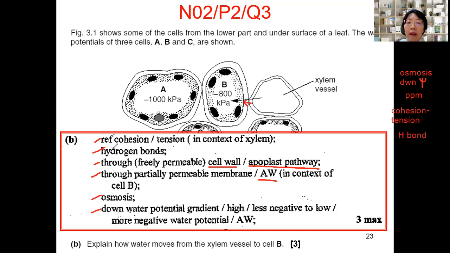So I can see that in the mark scheme, the points are very systematically arranged. Can you see that? It's step by step, you are explaining the process. It must pass through the wall, then only you pass through the membrane, then you go into the cell cytoplasm. It's by down water potential gradient. So very, very systematically explained.